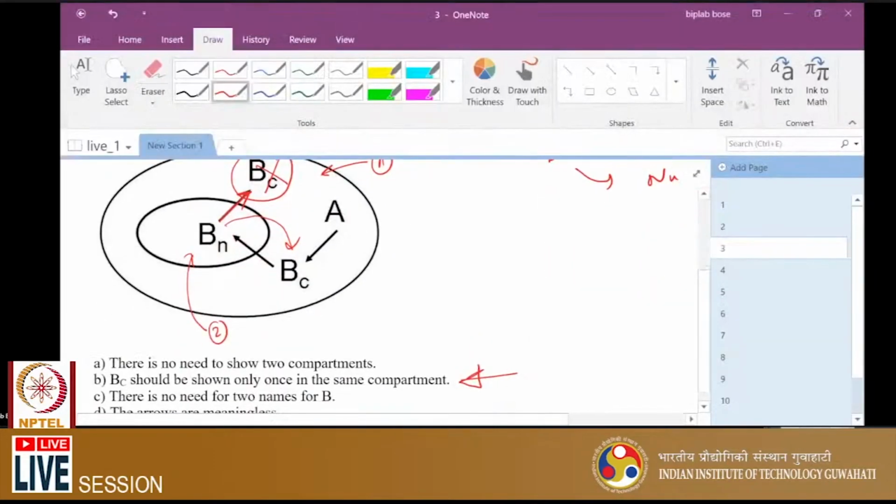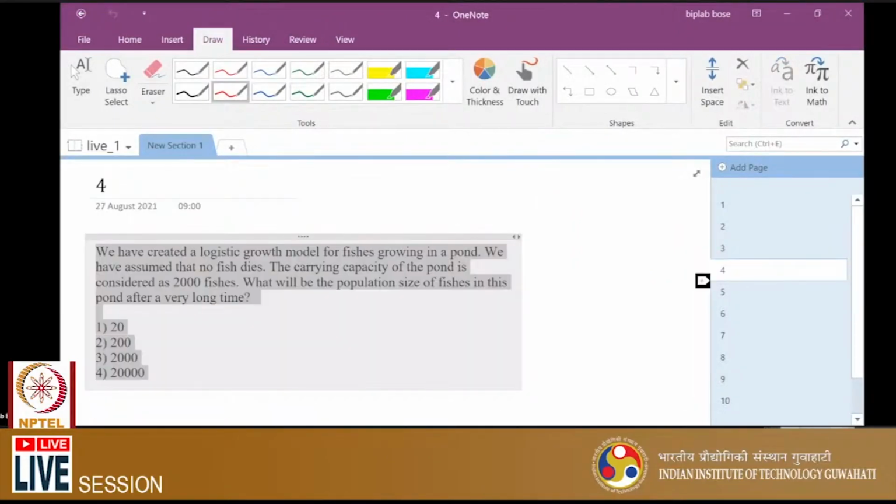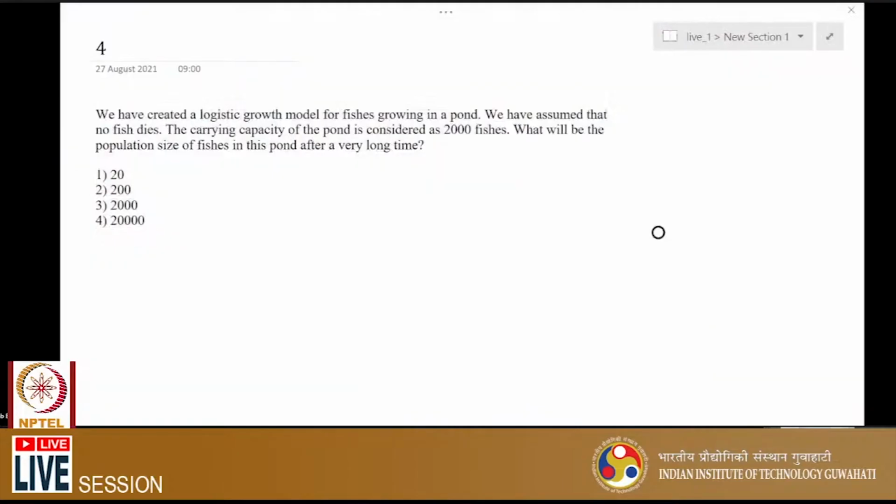So now let me go to our next question. The question reads that we have created a logistic growth model. Again, remember, the logistic growth model is sigmoidal, right? It rises and reaches saturation. We had the population model lecture where we discussed logistic growth and fishes growing in a pond. For the fish growing in a pond, we have assumed that no fish dies. So they are immortal, right?